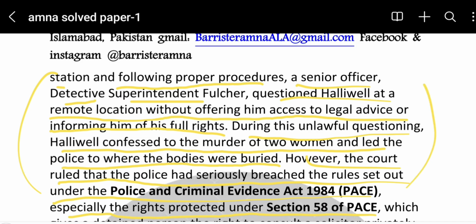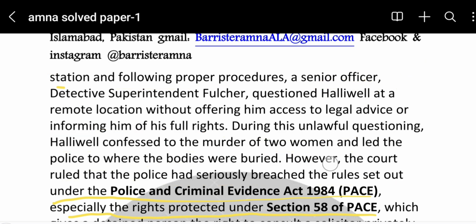So basically in this whole paragraph, the case is being discussed where a person named Halliwell had been involved in the disappearance of a woman, and he said that he had made disappear not only 1 but 2 women. But the problem here is that the police who arrested him did not give him access to legal advice, nor did they inform him about his full rights. As mentioned in PACE, whoever is arrested has the right to get legal advice from a solicitor, and also other rights, such as having an adult with them if they can't understand the case, and the other things we have already discussed before.